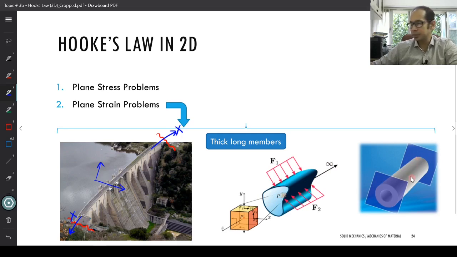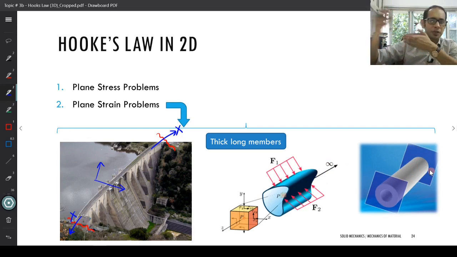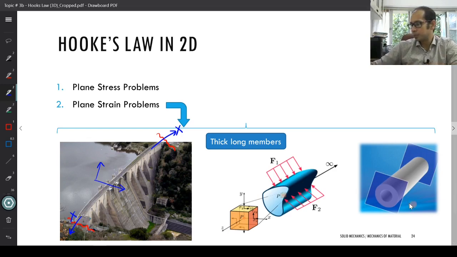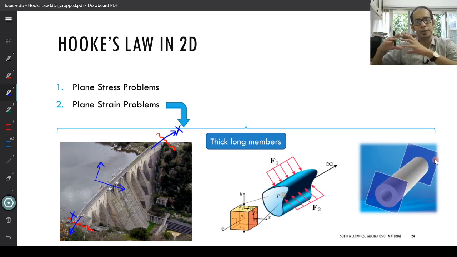Another example is gas-filled cylinders. When you have gas-filled cylinders along which both ends of the cylinders are fixed, you're not allowed to move. So suppose this is my z direction, you're not allowing any kind of deformations, and remember, strains are related to deformations. So if you're not allowing any deformations about the z direction, that means you're not allowing any strains along the z direction, right?